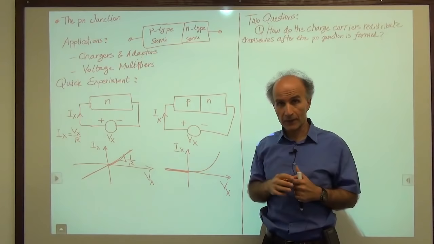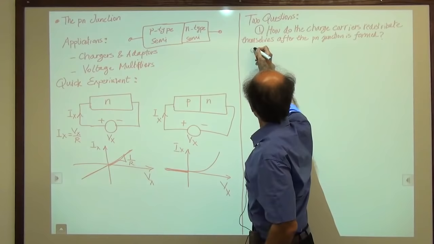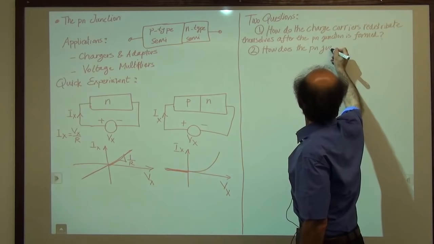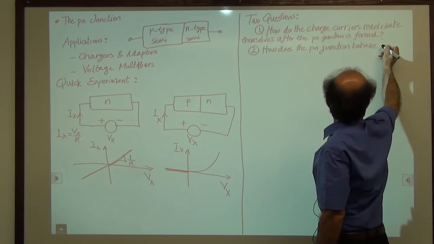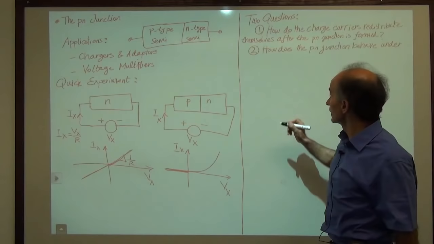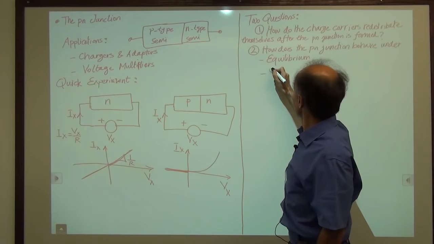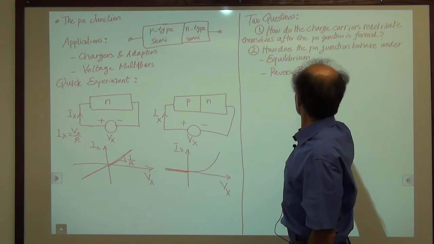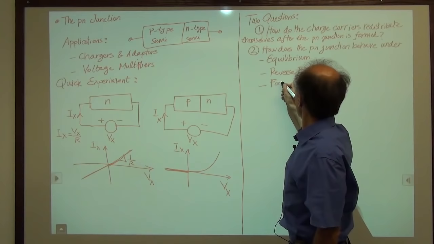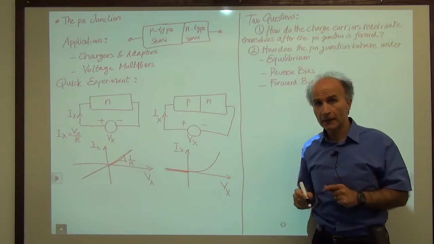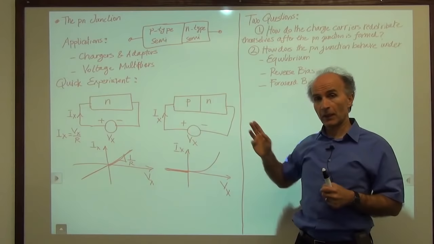The second question is, after we understand that, how does the PN junction behave under three conditions? Condition number one was what we call equilibrium. Condition number two is what we call reverse bias. And number three, forward bias. These are all unfamiliar words and expressions. Don't worry, we'll get there. But these are two questions that we need to answer so that we understand how the p-n junction behaves and eventually reach this type of characteristic.